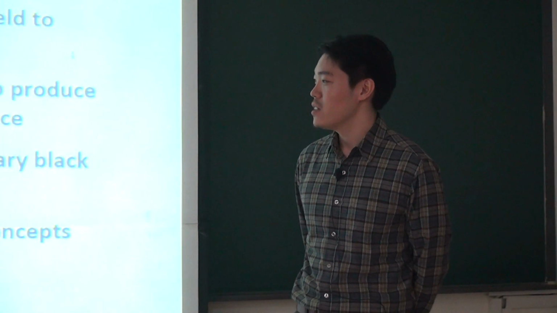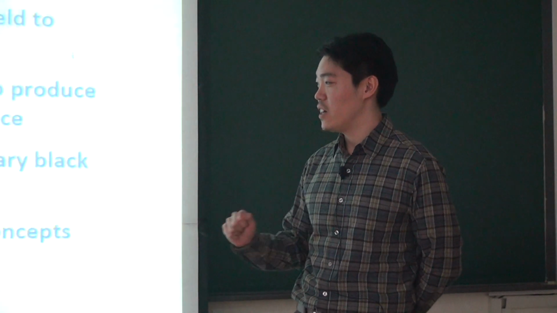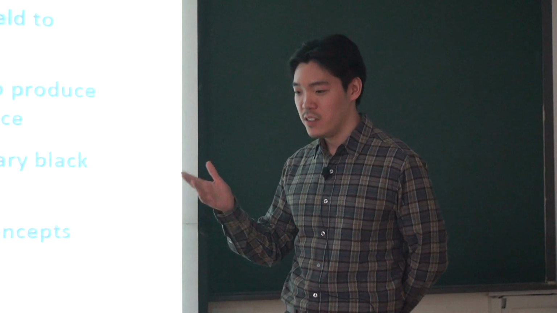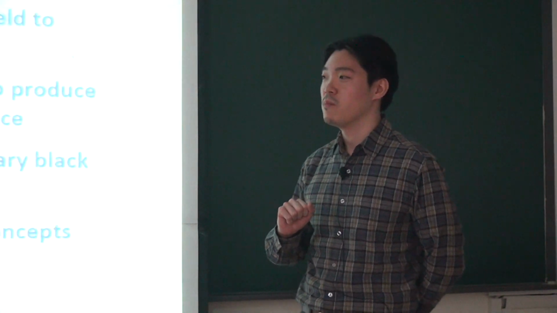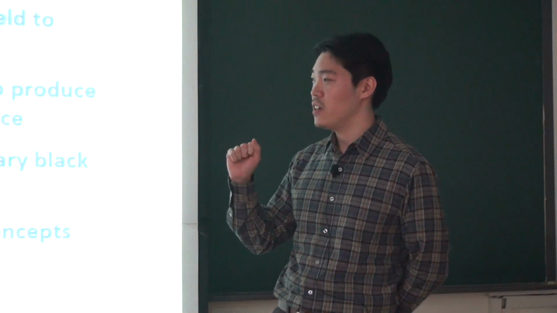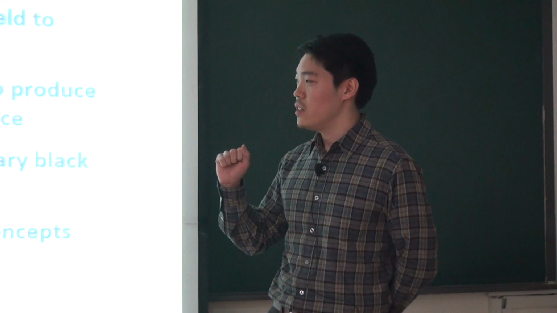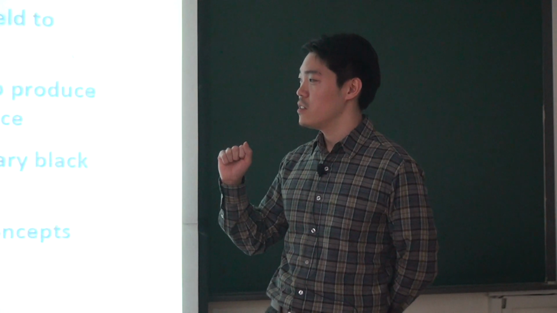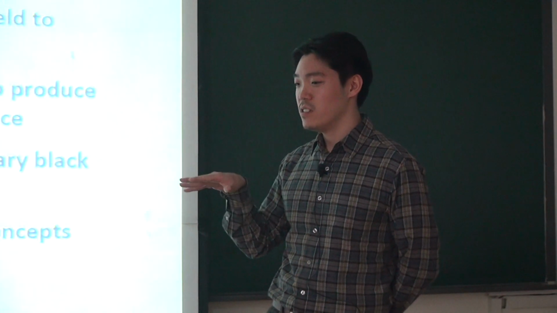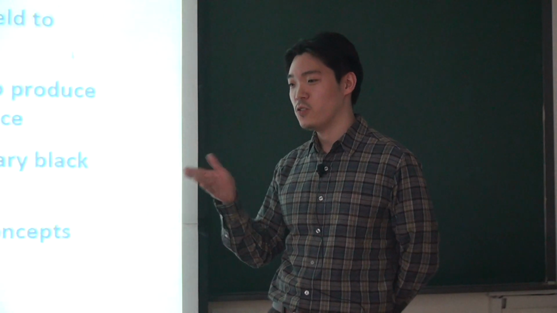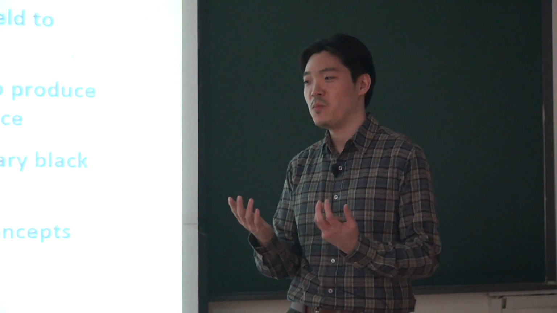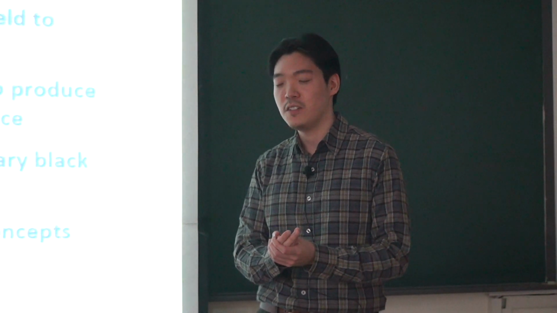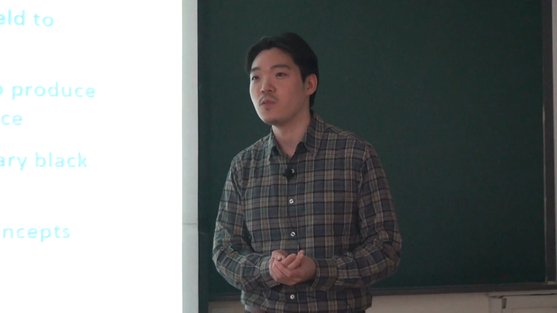If LIGO is actually operating at design sensitivity, and there are reliable models that say, at this sensitivity, if binary black holes really exist, you should detect them, and LIGO doesn't detect it, then that would be saying that maybe there are not these sources around for gravitational waves.